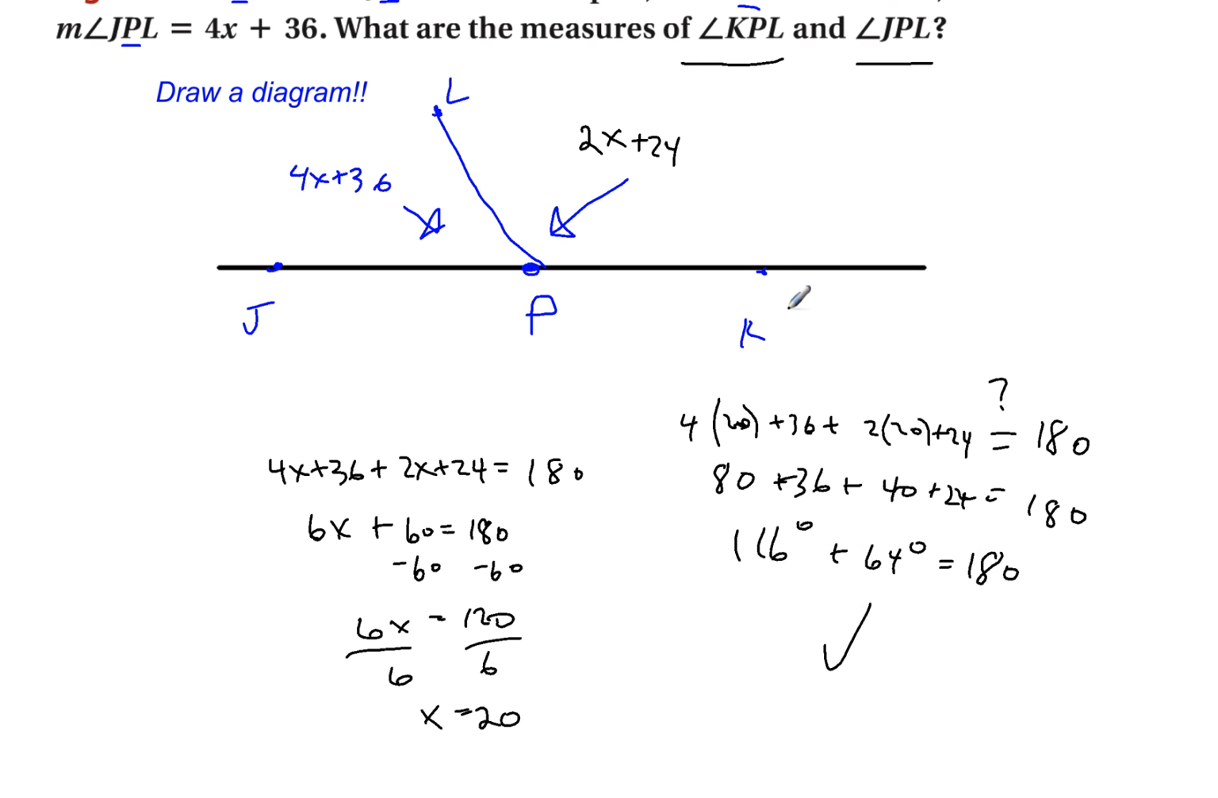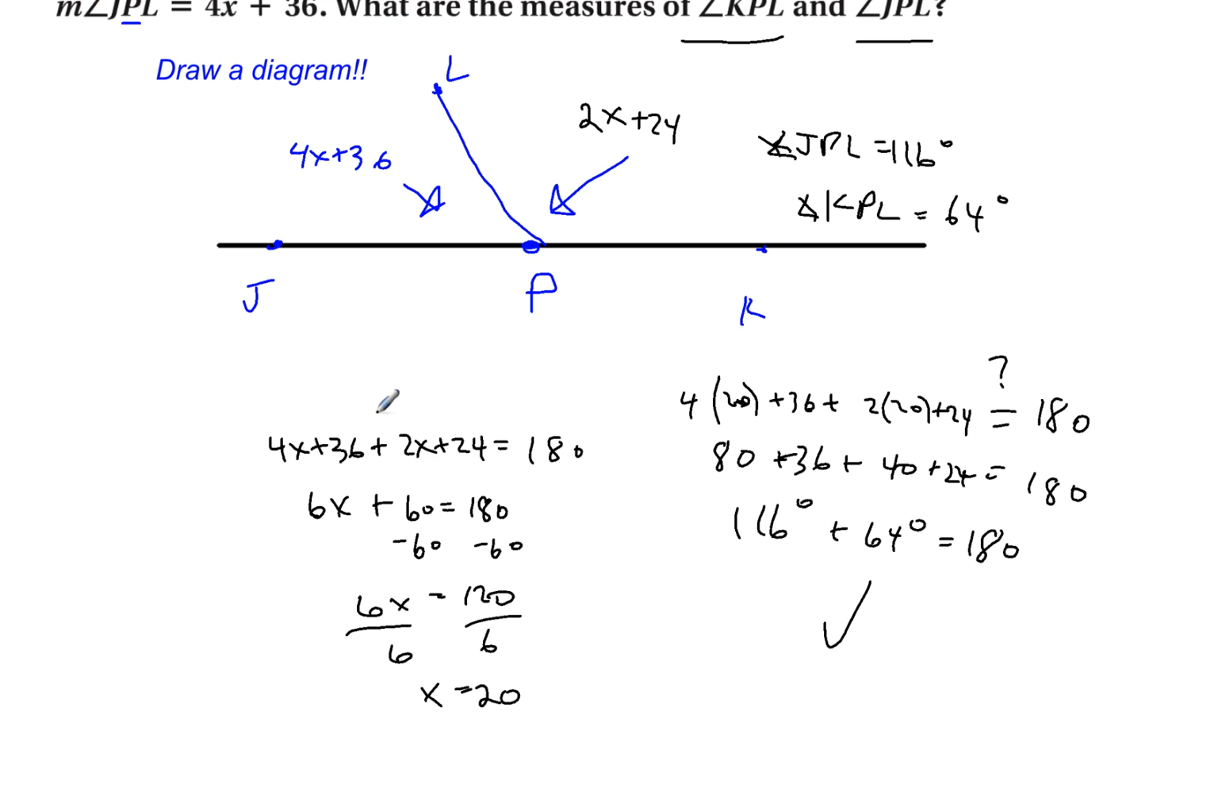So my answers are, and I must state this, since JPL is 4x plus 36, I must say that angle JPL is equal to 116 degrees, and angle KPL is equal to 64 degrees. I realize that JPL looks like the smaller of the two angles, but that's not the important thing. It's not a question of how it looks, it's a question of how the math works.